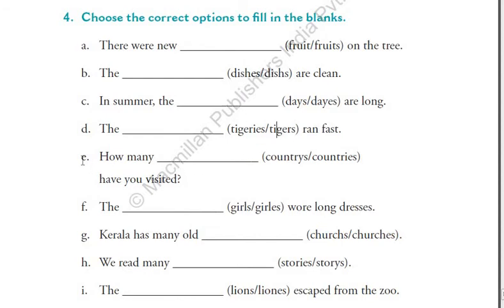Again, let us solve sentence E. Let me first read the question for you all. So here, how many dash have you visited? Okay, options are countrys and countries. The pronunciation is the same, but there is a mistake in one of the options. Which one is that? Is it this one or this one? Correct. You need to recognize it correctly.